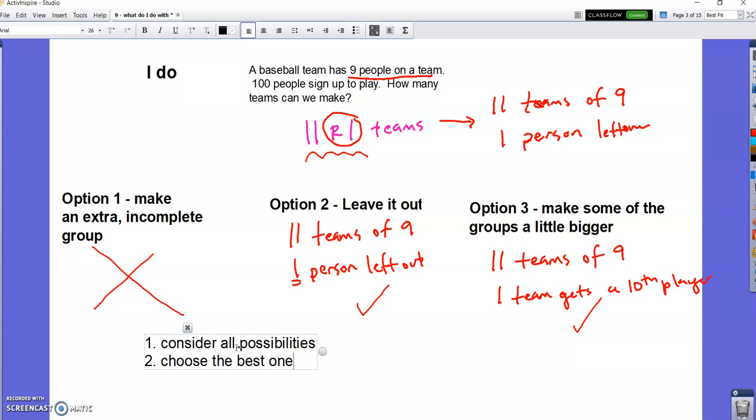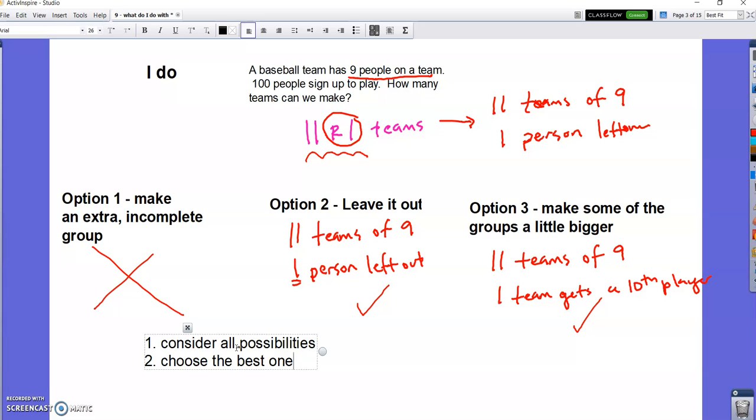You may choose either one, whichever one you think is the best option. But when it comes to answering the question, most of the time it's going to be easiest to choose one. Otherwise, you have to explain 2 answers. It would be okay to say, hey, there's 2 possibilities. We can have 11 teams of 9 and 1 person's left out, or we can have 11 teams of 9 and 1 gets a 10th player.